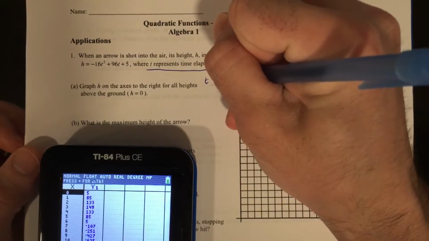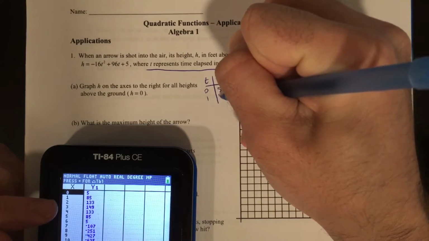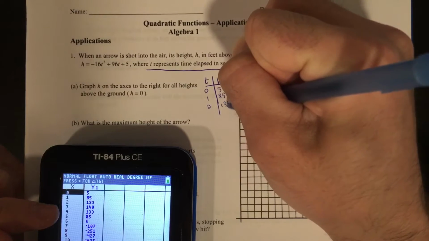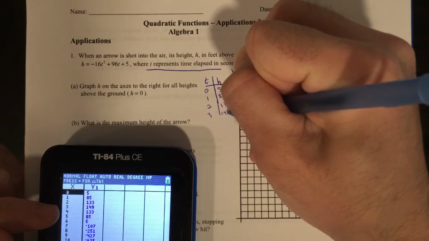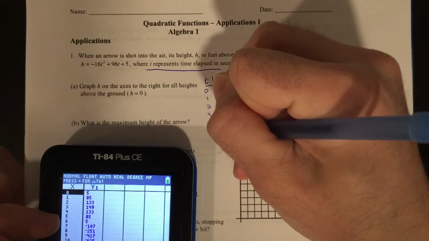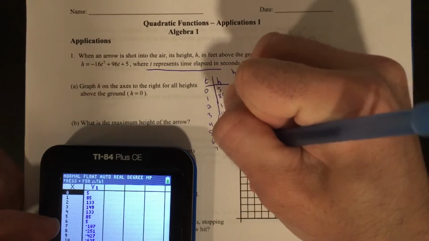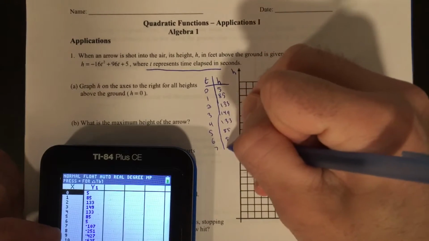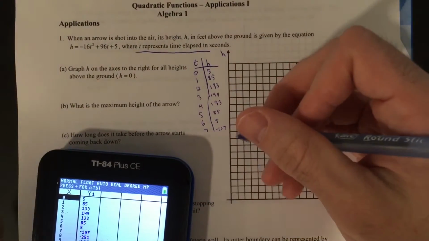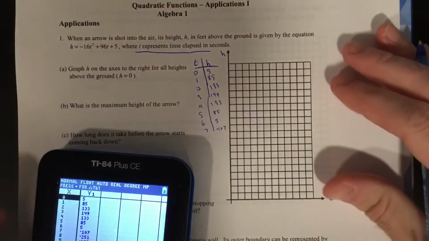Again, t and h. 0 is 5, 1 is 85, 2 is 133, 3 is 149, 4 is 133, 5 is 85, 6 is 5, and then 7, I'm going to write it, but if you notice it's negative. We talked about what happens in a word problem when we can't have negative, because it's going to hit the ground and then it would stop, right?